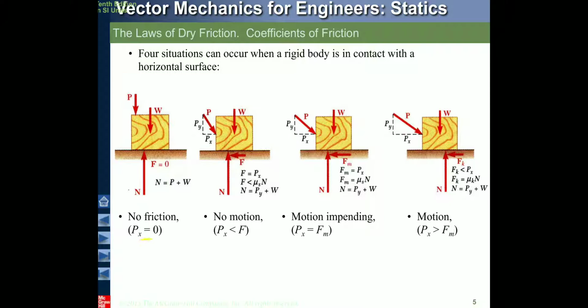So Px will be 0, and resistance, friction is also 0. Then if I apply P in an inclined direction, it splits into two components, horizontal component and vertical component. So here the horizontal component is acting, right? The block will try to move. As the horizontal force is there, the friction force will be in the opposite direction. So here no motion happens.